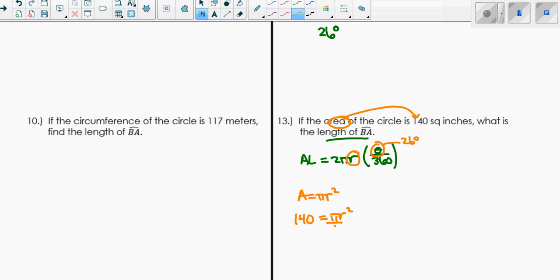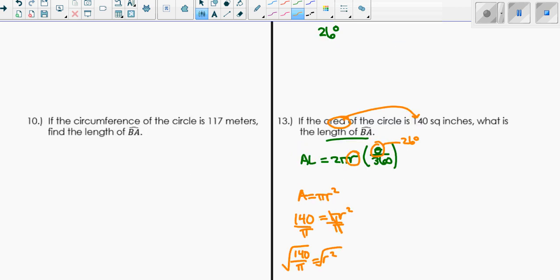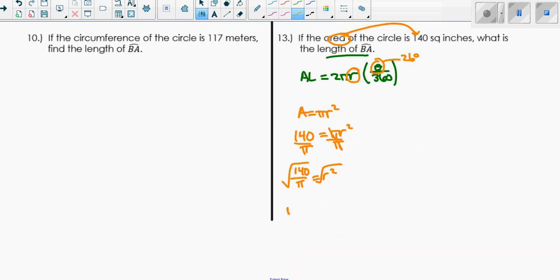All right, I have to divide by pi first. So I get 140 divided by pi equals r squared. Take the square root. Technically, I get two answers, plus or minus, but it's not possible to have a negative radius. So my radius equals, and I'm going to leave this as an exact answer, the square root of 140 divided by pi.